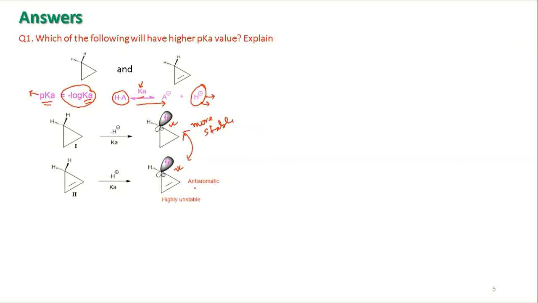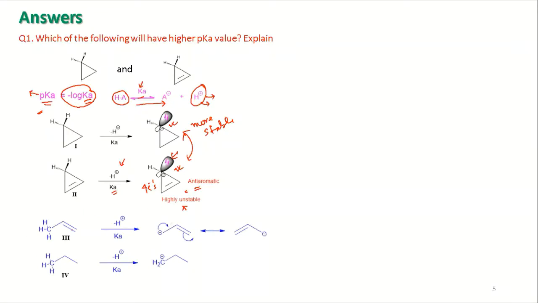Got it? This one is anti-aromatic. You are placing the 2 electrons in the anti-bonding molecular orbital, right? You have 4 electrons here. So that means this is very, very unstable. If it is very unstable, the access of H plus will not be so easy, right? That means the K value is very low. If the K value is very low, that means the pK will be high, right? So for this one, pK will be higher.